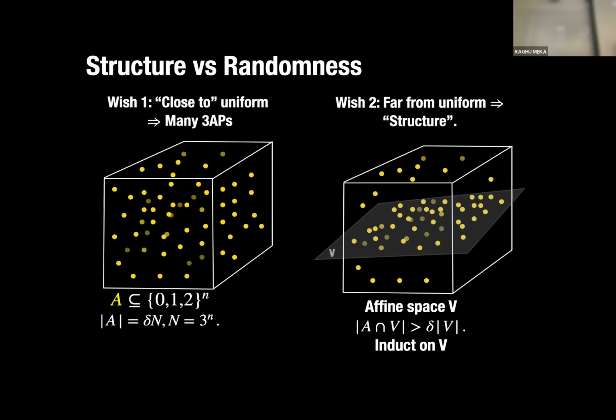Suppose I tell you that if you're not far from uniform, then there is some subspace, or even an affine space V, where, relatively speaking, A has more elements than before. The set A is part of F3 to the n, which we can think of as an n-dimensional space. A has some density in there. I'm saying if you're not close to uniform, then I can go to a subspace or an affine space, it doesn't matter, where the relative density of A, meaning the size of A restricted to V divided by the size of V, is more than delta. So I'm gaining something in the density of the set I'm working with.